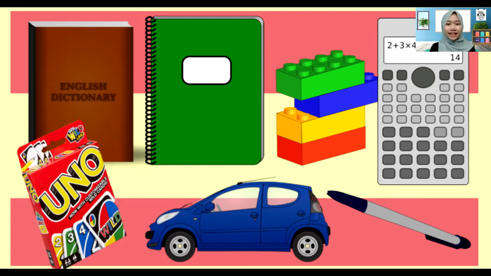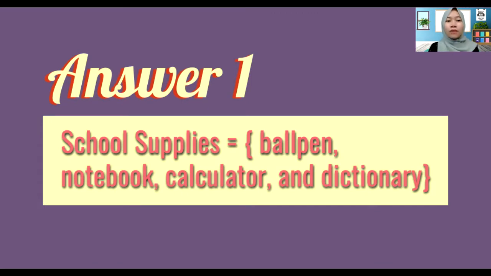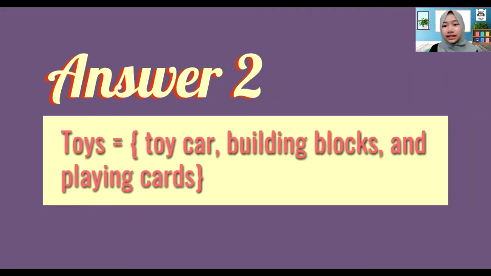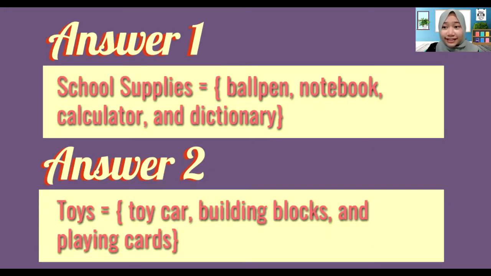Very good, students. Now, the answer for number 1 is the set containing school supplies, which are ball pen, notebook, calculator, and dictionary. Number 2 is the set consisting of toys such as toy car, building blocks, and playing cards. Now, who got the correct answers? Please raise your right hand. Let me see. Okay, may I request Mr. Lance to explain his answer?